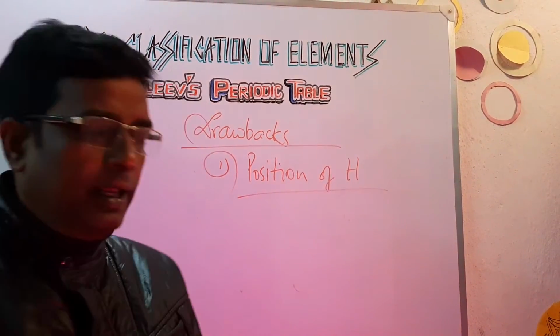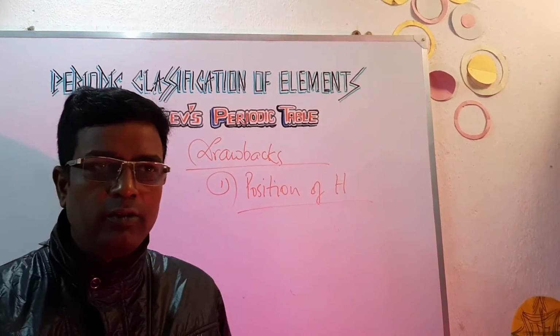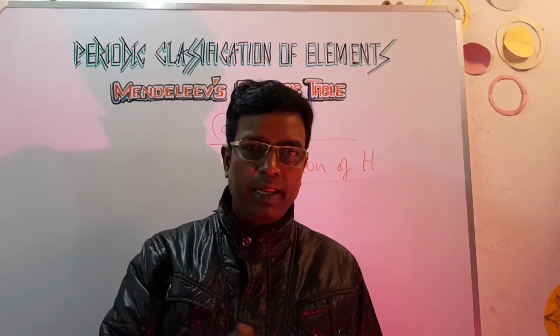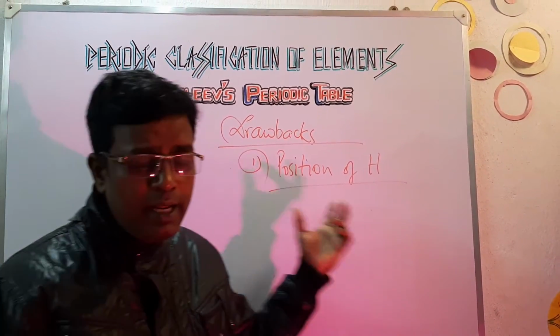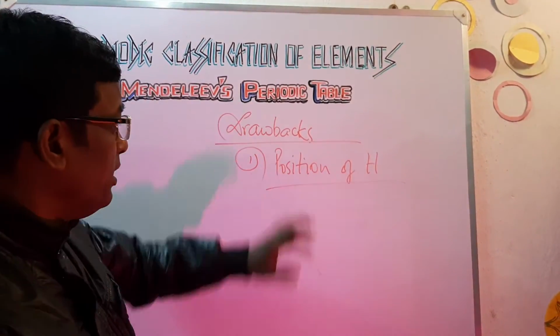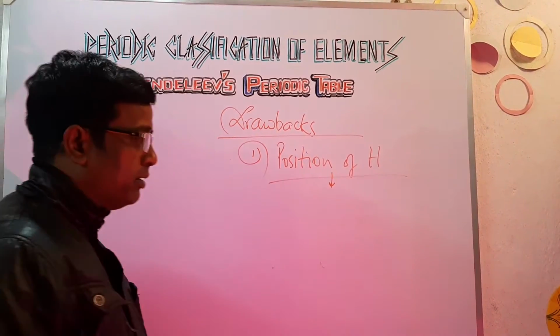Although he successfully arranged all the 63 elements, hydrogen was the unlucky one not to find any proper place in his table. Jokes apart, hydrogen could not be assigned any proper place, any fixed place in Mendeleev's periodic table. Why? Let's get into a bit deeper reason.